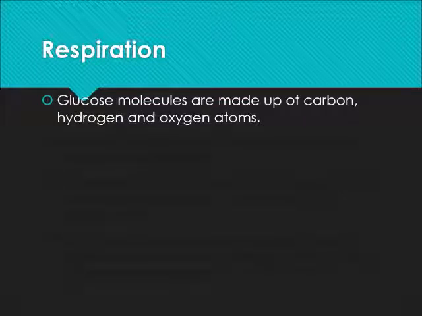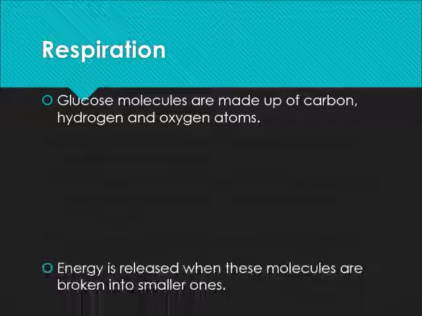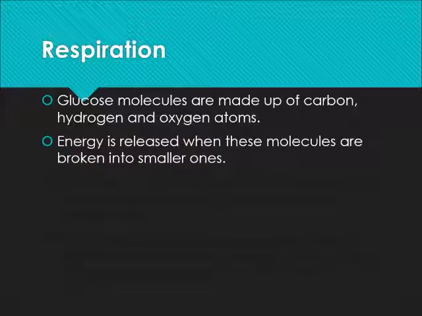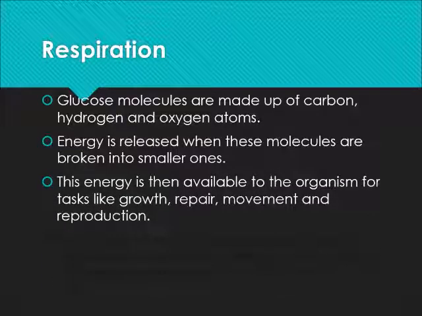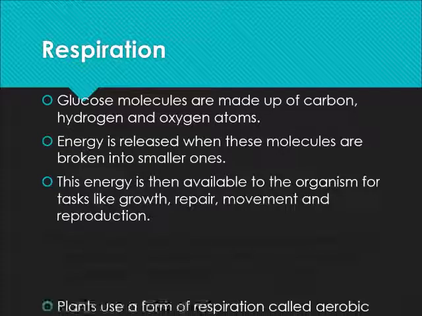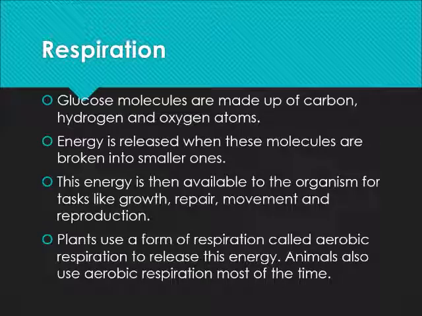Now, glucose molecules are made up of carbon, hydrogen, and oxygen. And when energy is released, when these molecules are broken up into smaller ones, the energy then is available to the organism for things like growing, repair, movement, and reproduction. And plants use a form of respiration called aerobic respiration to release energy. Animals also use aerobic respiration most of the time. So when you're walking around and sitting in class and so on, you're using aerobic respiration.